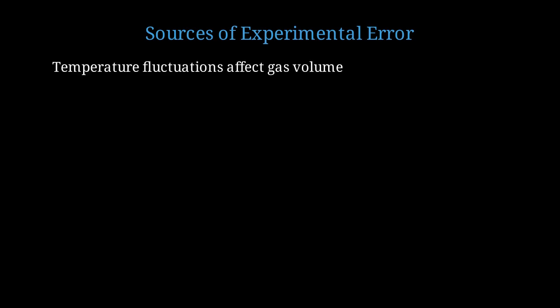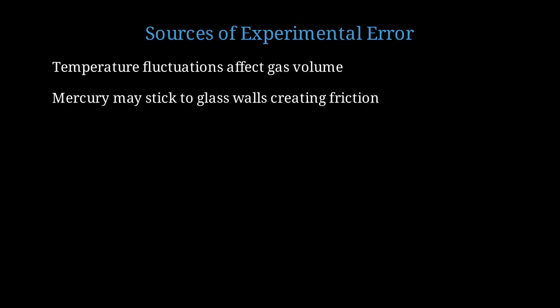Let's discuss sources of experimental error, because understanding error is what separates good scientists from mediocre ones. First, temperature fluctuations. If the room gets warmer during your experiment, the gas will expand slightly. This is why Boyle worked in a temperature-controlled room and waited for thermal equilibrium. Second, mercury may stick to the glass walls. This creates friction and means the pressure reading might be slightly off. You can minimize this by using clean, dry glassware.